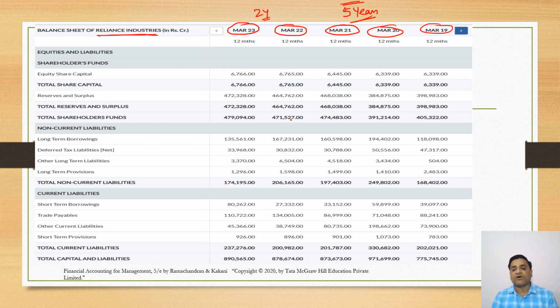In horizontal format, you did not have this flexibility. So this is one of the reasons why the balance sheet has to be prepared in vertical format, so that you have comparisons for all the numbers across different years.